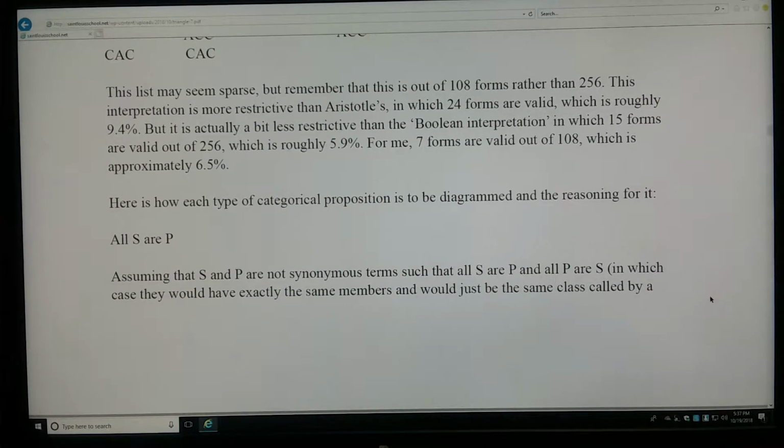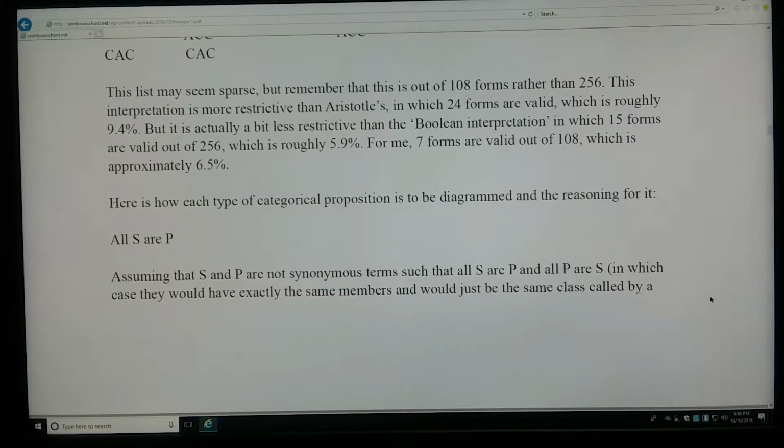Now, when it comes to diagramming, I found that Venn diagrams did not work especially well for this type of categorical logic, for this interpretation of "some." So I wanted to come up with something that was about as easy to use as Venn diagrams, but also a more accurate representation for this interpretation.